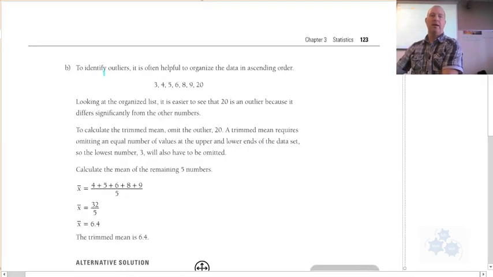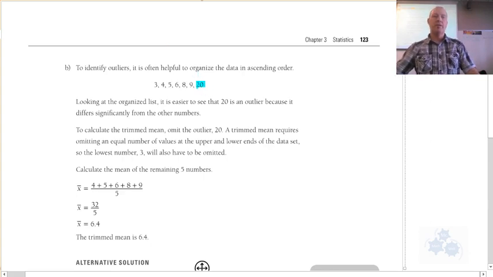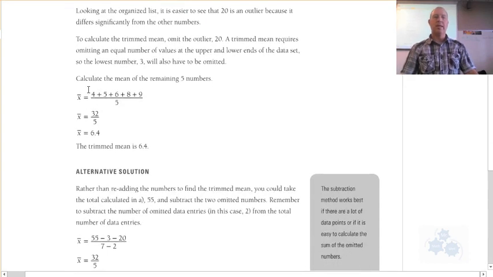But what happens if we were to consider this 20 or eliminate the 20? Well, remember, if it's a trimmed mean, to do it right, we have to take an equal number of numbers from either end of the range. So if we want to eliminate this 20, we would have to take the 3 away as well. So if we eliminate those two, and then we calculate the mean with what's left, that's called the trimmed mean. So the trimmed mean doesn't have the 3 over here, and it doesn't have the 20 over here. So we add up the rest of the numbers divided by now 5, and we get a trimmed mean of 6.4.